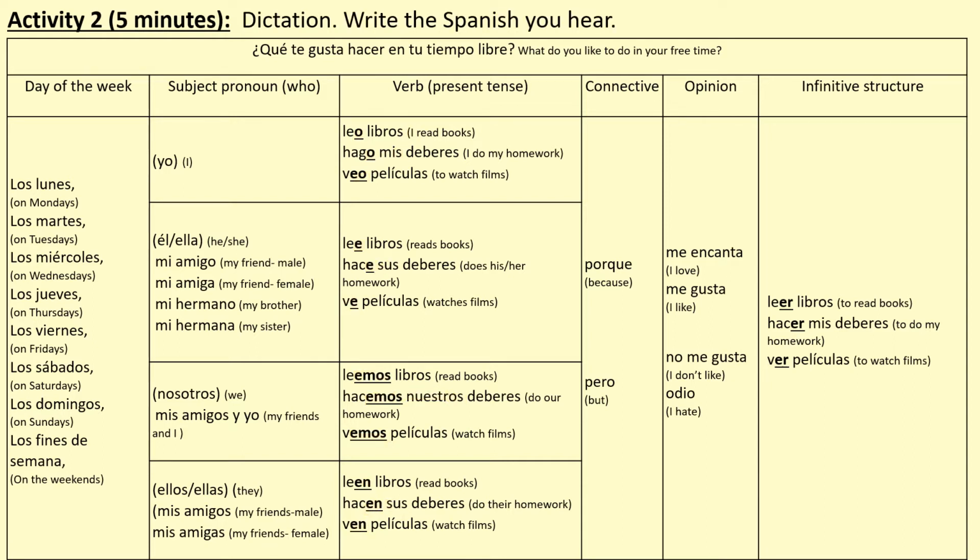So we're going to do some Spanish dictations. I say the sentences in Spanish and you write them down. Pause the video in between each one if you need more time to write it. Número 1. Los lunes, mis amigos y yo leemos libros porque me gusta leer libros.